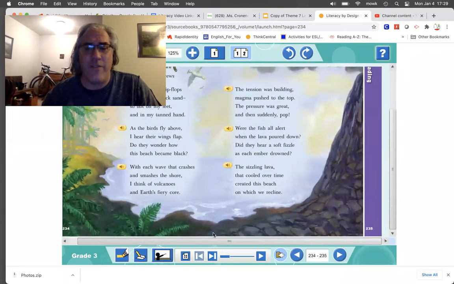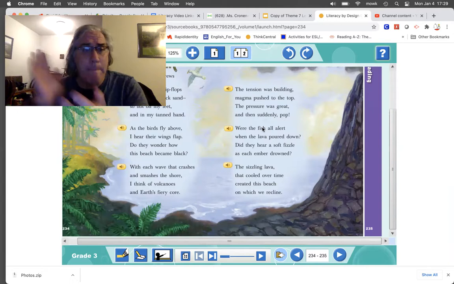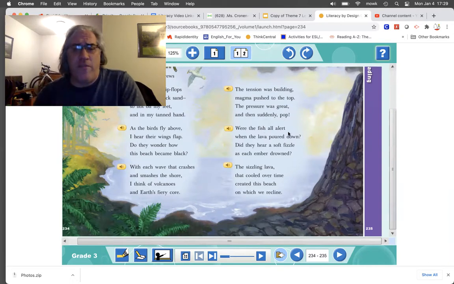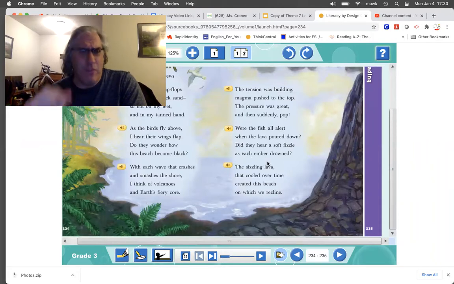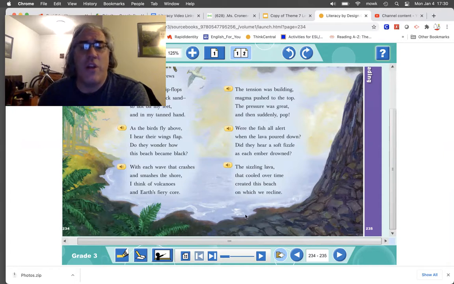Look at how weird that sand looks. The tension was building. Magma pushed to the top. The pressure was great, and then suddenly, pop. Were the fish all alert when the lava poured down? Did they hear a soft fizzle as each ember drowned? The sizzling lava that cooled over time created this beach on which we recline.